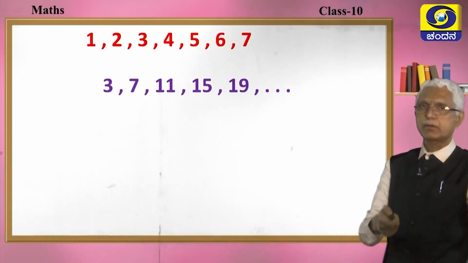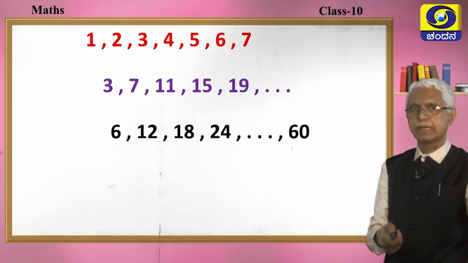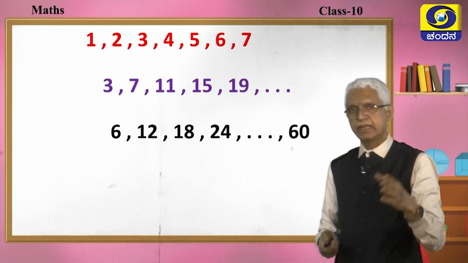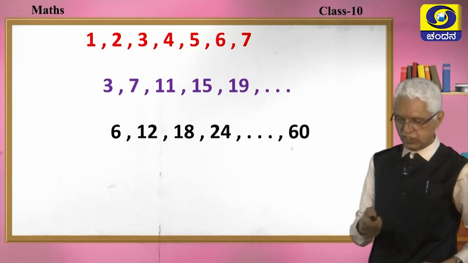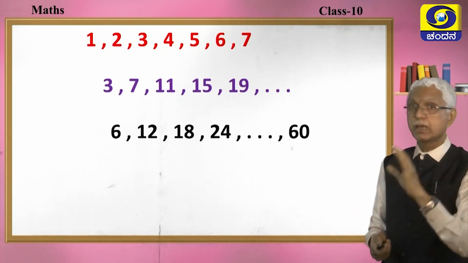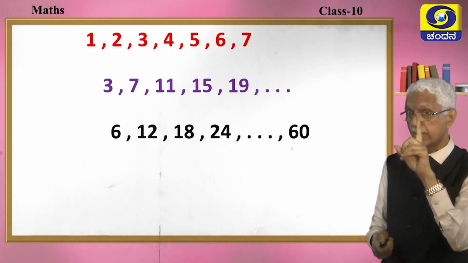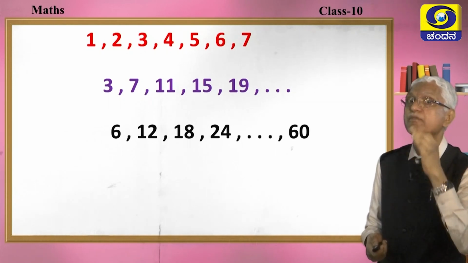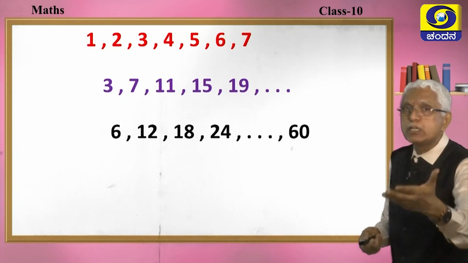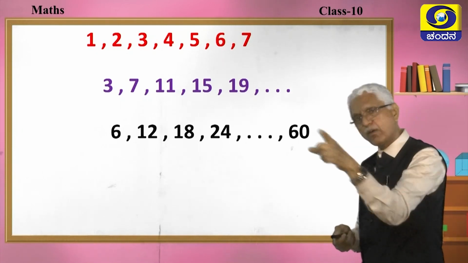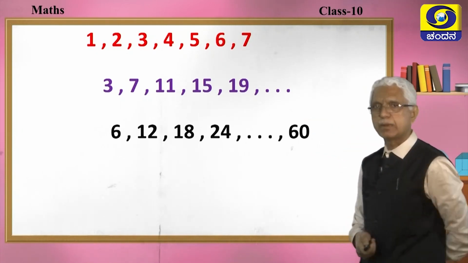Now, let me take some more examples, my dear children. 1, 2, 3, 4, 5, 6, 7; 3, 7, 11, 15, 19; 6, 12, 18, 24, 60, correct? These are numbers written. Again, not at random. I am following some rule. I am aware of which rule I am following. I will give you a couple of minutes. Will you find out what is the rule that has been followed in the first, second and the third example?